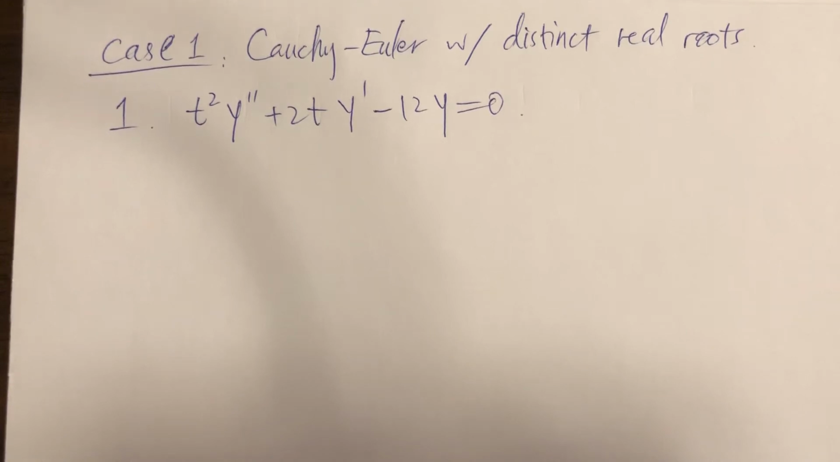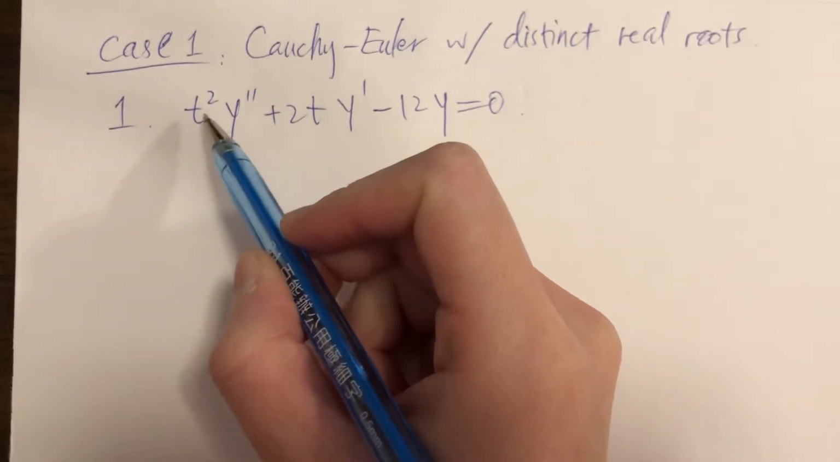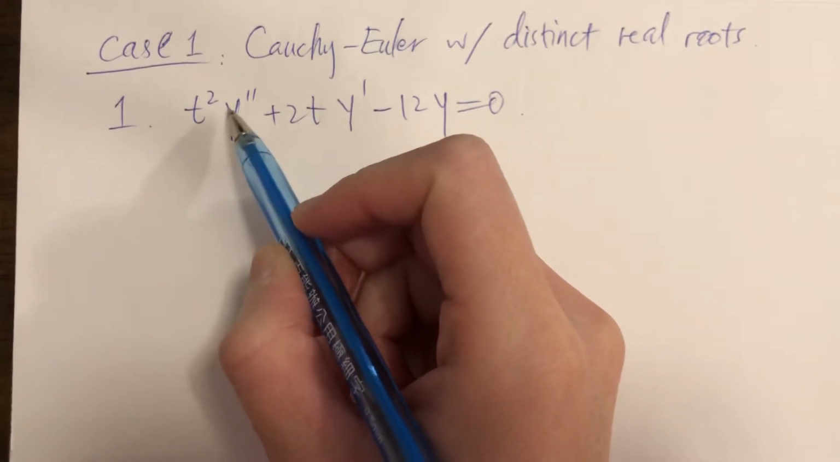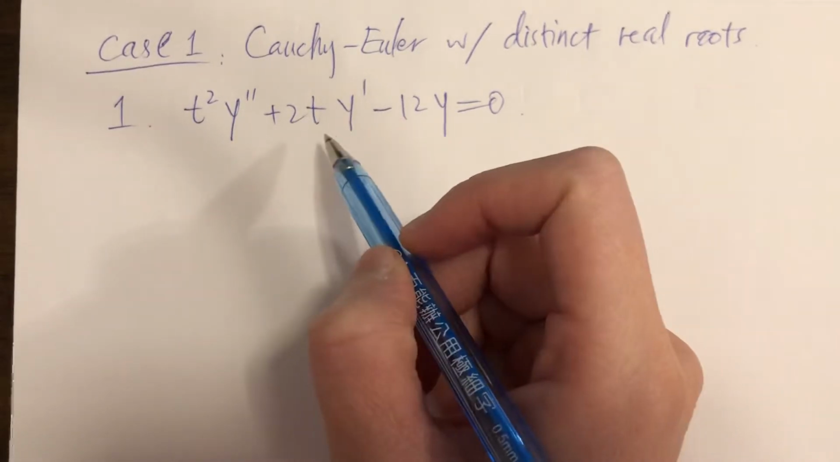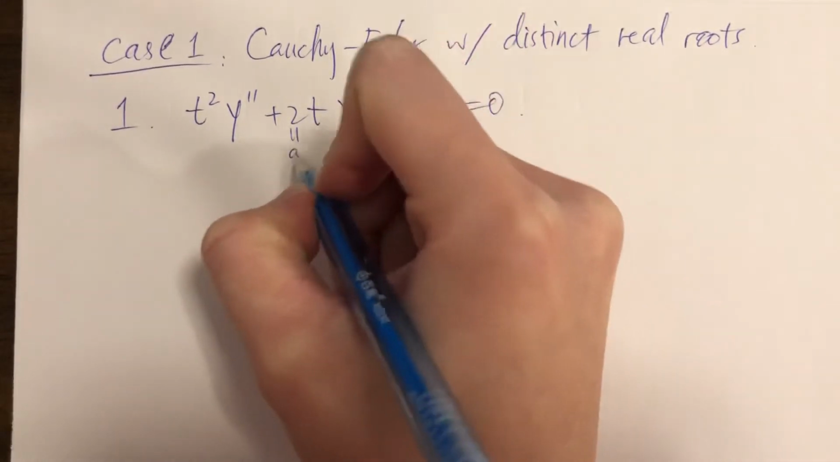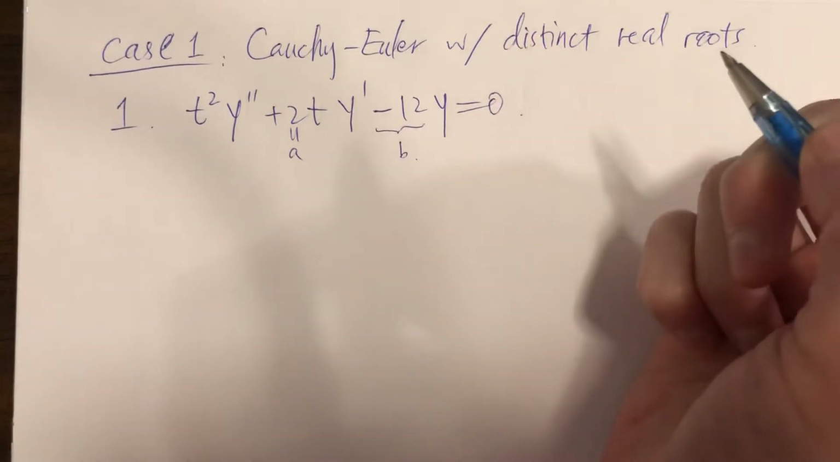Okay, next we're going to talk about how to solve Cauchy-Euler equation. And the first case is with distinct real roots. So Cauchy-Euler equation will look something like this. So you have this variable t in front of the derivatives. So then I think in the formula we know that this 2 is a, and I think this is b.